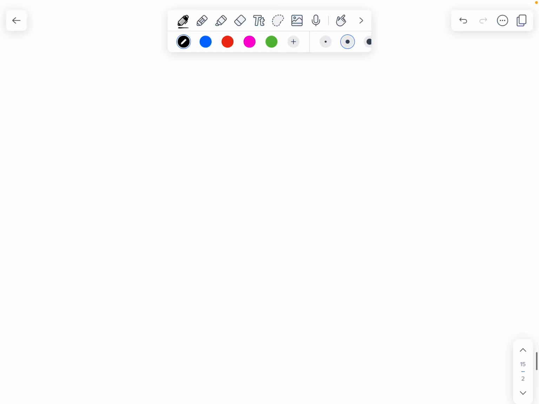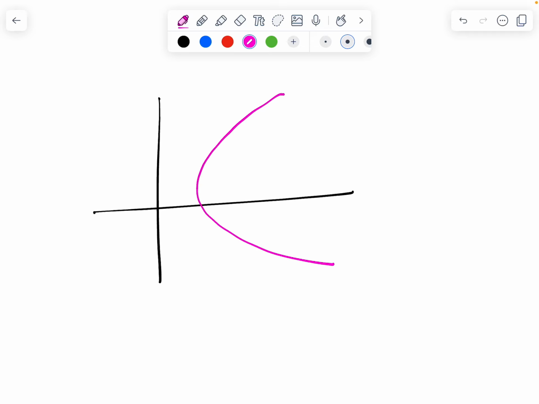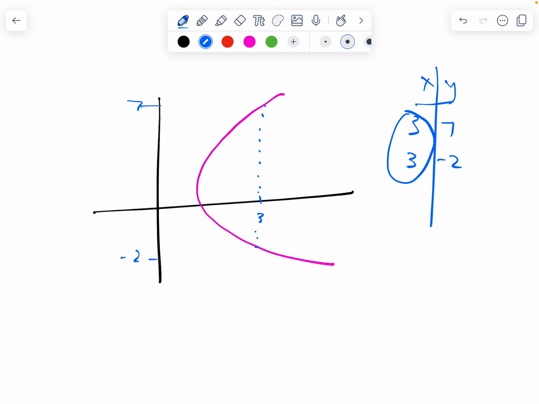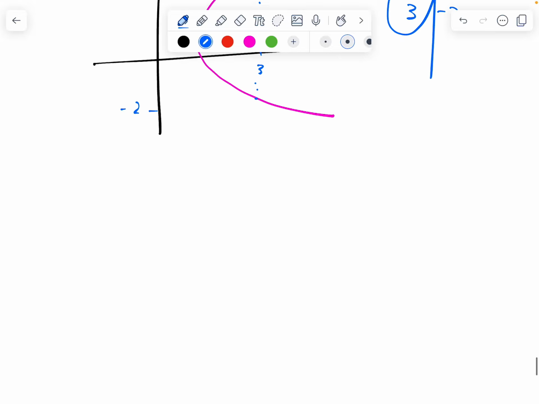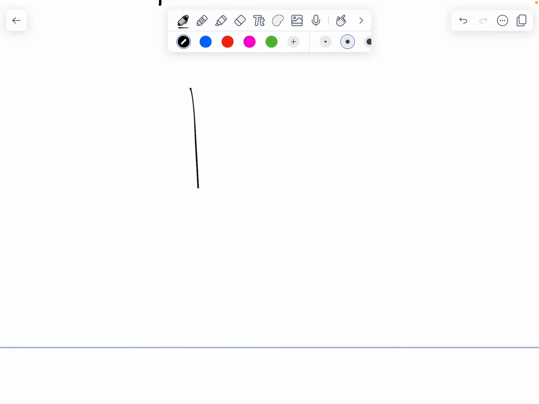Now, how do you tell on a graph if it's a function or not a function? On a graph, let's say you have something like this. This would not be a function. Why? Because if I pick some number here like 3, and I put this in a table, if my x value is 3, my y value is 7 and -2. So 3 would go to 7 and 3 would go to -2. On a table, you'd have this repeated x value, and that repeated x value would mean that it is not a function.